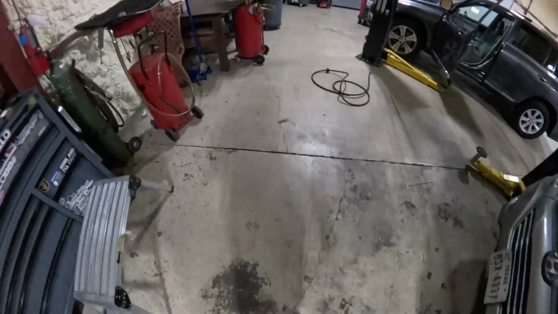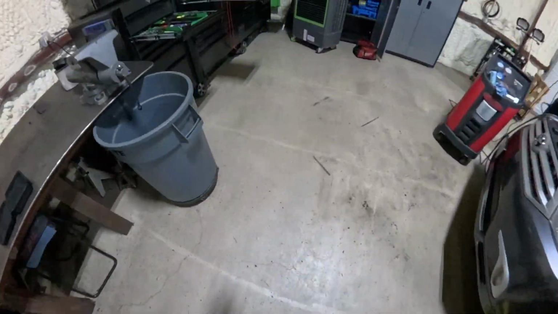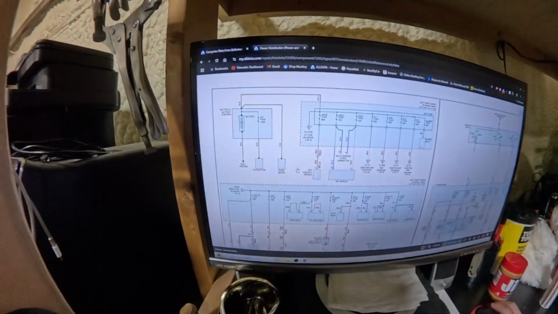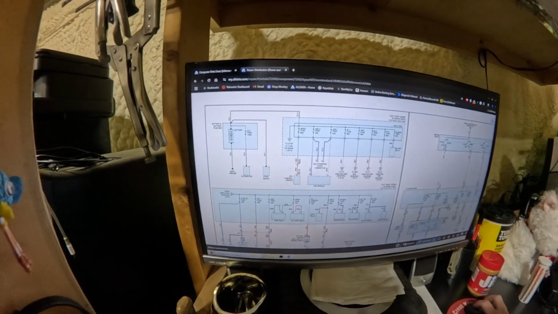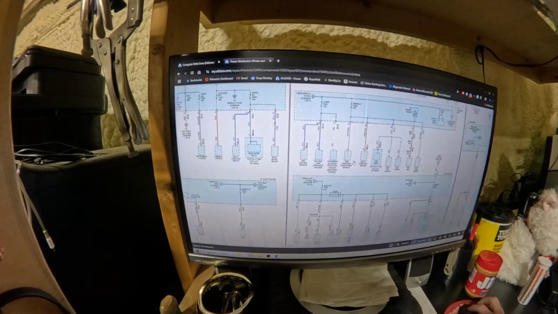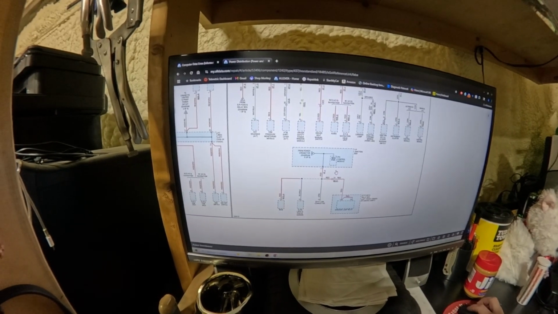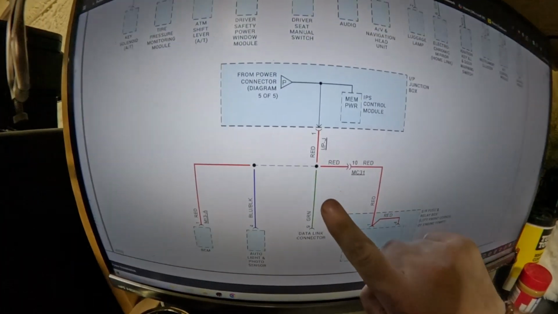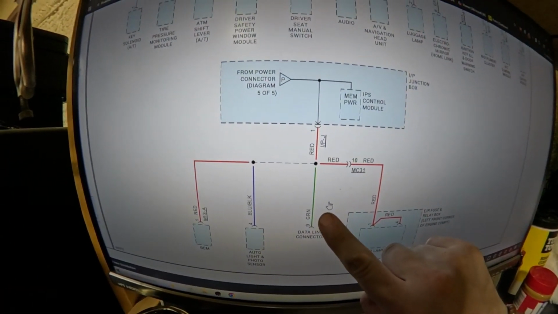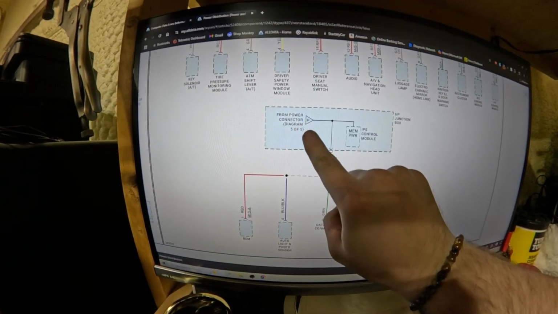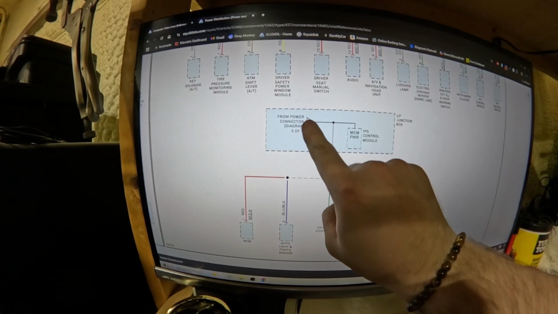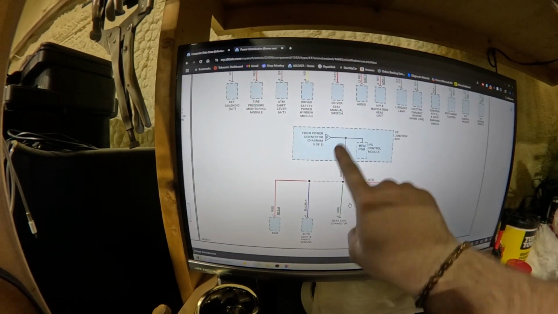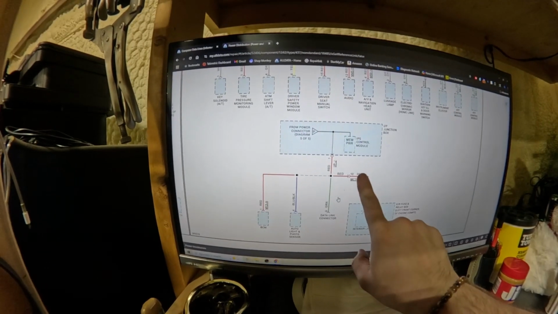Go to service info. I look here and go, okay, I'm going to search for my DLC. And now it's all the way over here at the end of the diagram. But here we go. Data link connector from power connector, diagram 5 of 5 from trace P. So it's further up this same diagram because this is diagram 5 of 5.